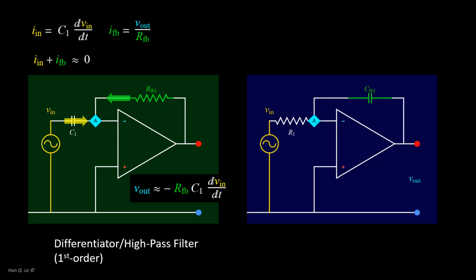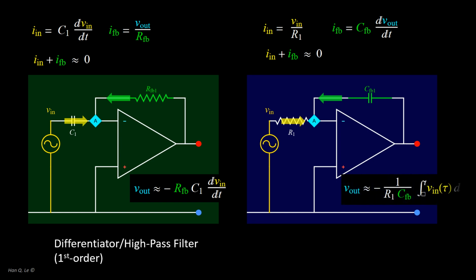A similar approach can be applied to the integration case. The input impedance is a resistor and the feedback impedance is a capacitor, oppositely to the differentiation case. The resulting V out voltage is an integration of the input V in, and the circuit is an integrator or a low-pass filter.